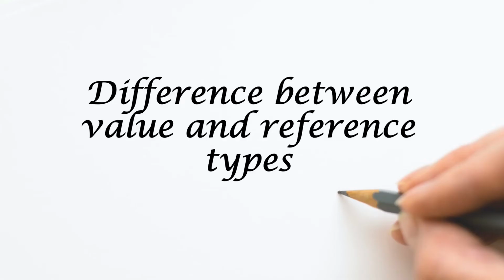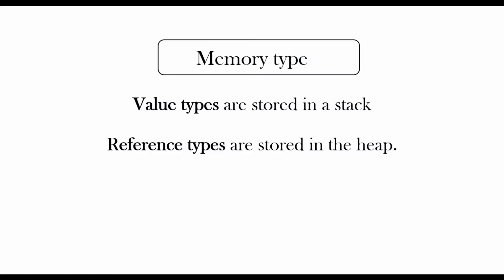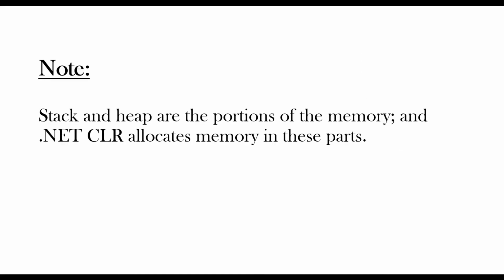Before using the value type or the reference type, we should know the difference between these two types. The first difference is where they are stored in the memory. Value types are stored in the stack and reference types are stored in the heap. Stack and heap are nothing but the portions of the memory, and .NET CLR allocates memory in these parts.